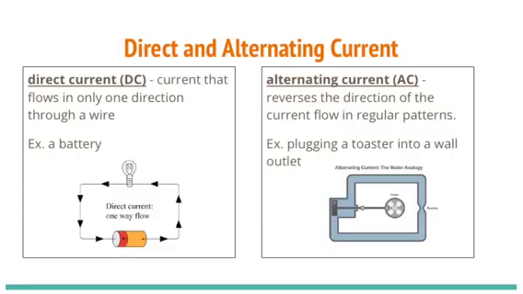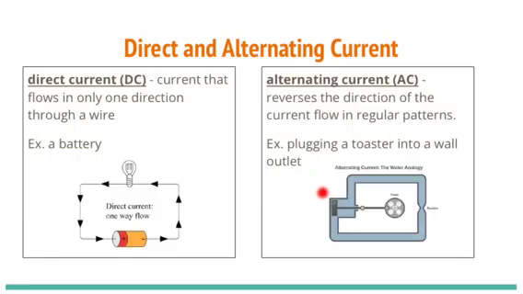Examples of using alternating current include plugging a toaster into a wall outlet. Whenever you plug something into a wall, the type of current that you're dealing with is alternating current. That's why alternating current is so much more dangerous than direct current, because the ability to get zapped by it is twofold, because the current is changing direction also.